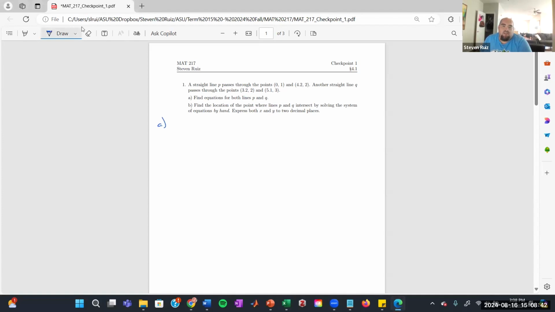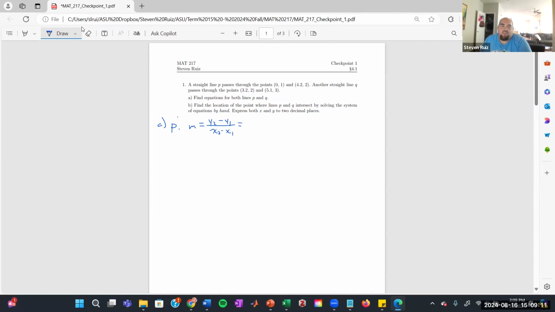So the way that I think is the easiest to go about this is to first find the slope, find the y-intercept, and you can put them in y equals mx plus b form. So what do we know about line P? We know it goes through 2 points. I can find the slope from those 2 points. So slope is equal to y2 minus y1 over x2 minus x1.